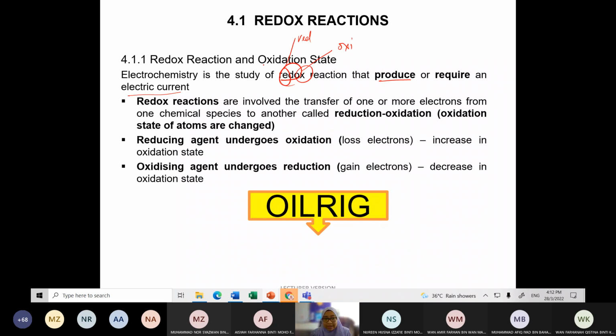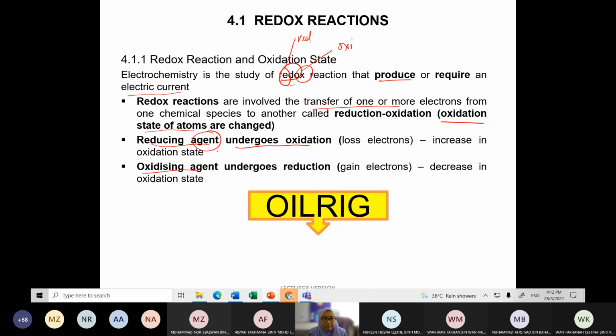Redox reactions involve the transfer of one or more electrons from one chemical species to another. So this is reduction and oxidation. When this happens, the oxidation state of atoms will change. We have reducing agent and we also have oxidizing agent. Reducing agent means the substance that undergoes oxidation.